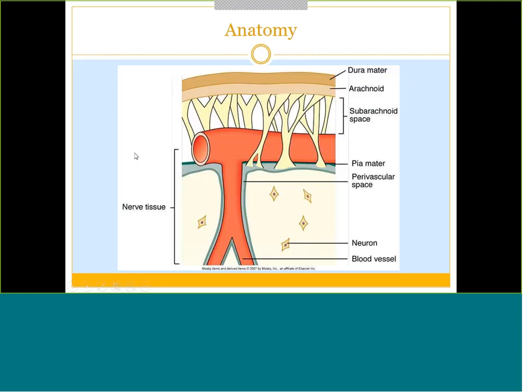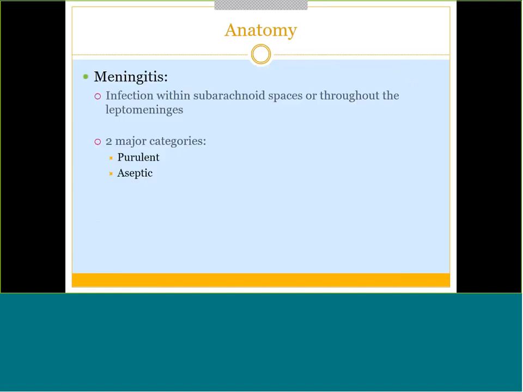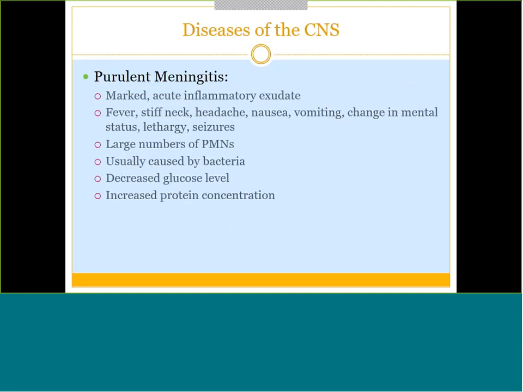Here's a nice little picture of everything. I'm not going to touch on anatomy. This is just review. But we do want to learn the diseases of the central nervous system. So probably the first thing that pops in your head when you think of a central nervous system disease is meningitis. So infection of those meninges. You can have what we call purulent or aseptic meningitis.